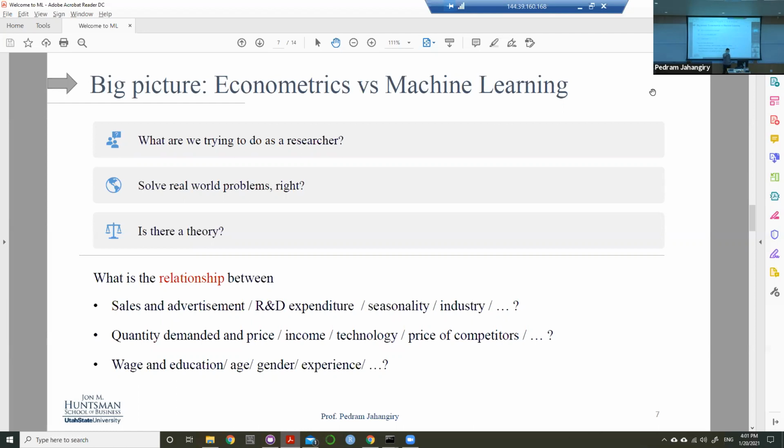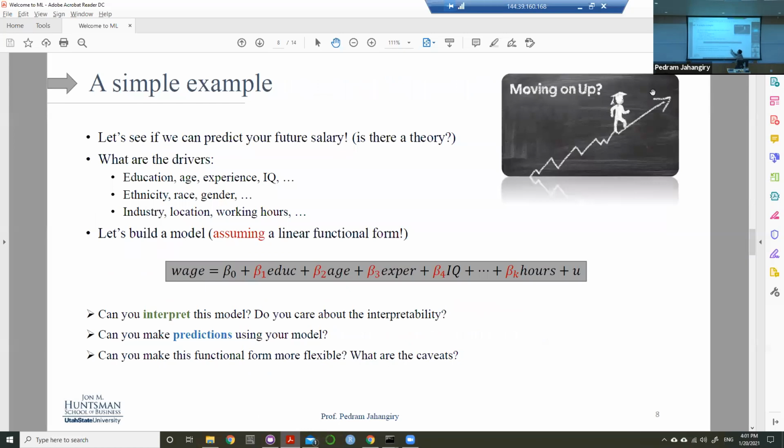Wage, education, age. So bear with me for 2 more weeks, and then we're going to be done with this wage, education, and age. So let's actually start with a very simple example. What is the question that I have in mind? I want to see if I can predict your salary, right? Well, we have 30 students in the class. We want to see if you can predict their salary, right?